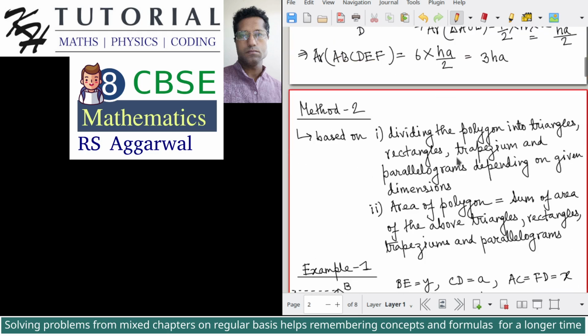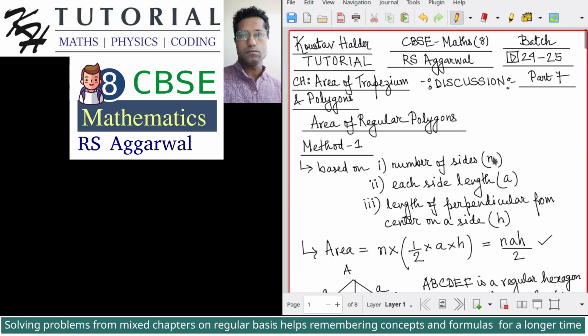And method 2 was to consider dividing the polygon into triangles, rectangles, trapeziums, squares, or even parallelograms, and then add their areas to find the entire area. Method 2 will be highly dependent on the given diagram and the dimensions. So that is all for finding the area of regular polygons.